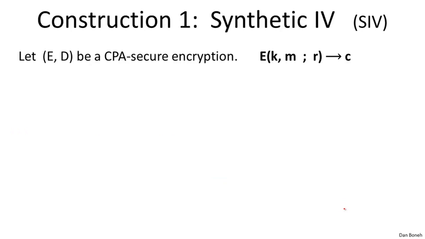The first construction we're going to look at is called SIV, synthetic IVs. The way it works is as follows. Imagine we have a general CPA secure encryption system, with a key and a message, and I'm going to denote by R the randomness used by the encryption algorithm. Remember that a CPA secure system that doesn't use nonces has to be randomized, so we're explicitly going to write down this variable R to denote the random string used by the encryption algorithm as it's doing the encryption. For example, if we're using randomized counter mode, R would be the random IV used by randomized counter mode. And of course, C is the resulting ciphertext.